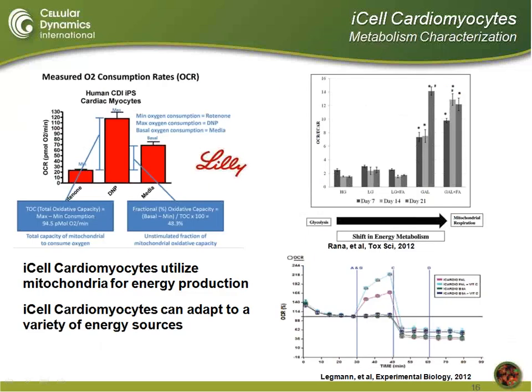Lastly, I'll go over the metabolic characterization. This work here on the top left-hand side was performed by Lilly using the Seahorse Biosciences instrument. And it simply demonstrates that the ICL cardiomyocytes do, in fact, use, as you'd expect, the mitochondria for their energy production. Now, following that up, Rana et al. at Pfizer took a look at the shift in energy metabolism when cultured under different conditions at different time points. And they showed that depending on the energy substrate of the media, you can really shift the energetic profile of these cells. With glucose, they'll be more glycolytic, and as you take the glucose away, they become increasingly more dependent on mitochondrial respiration.